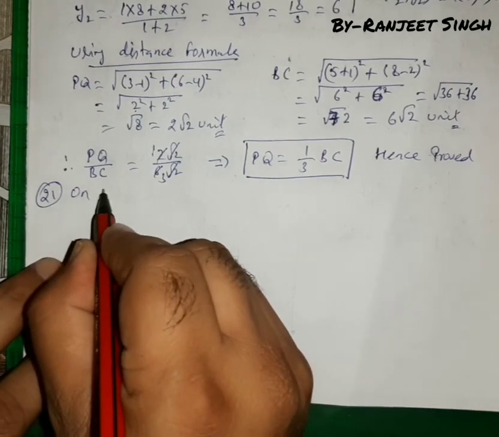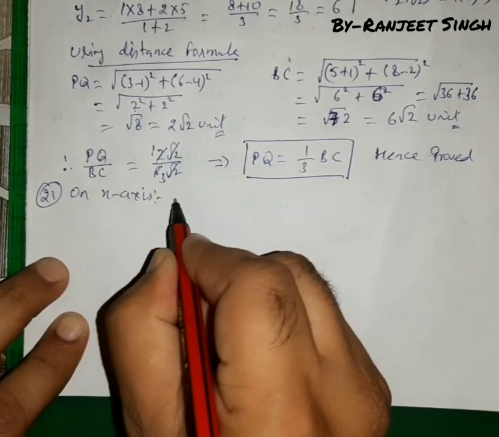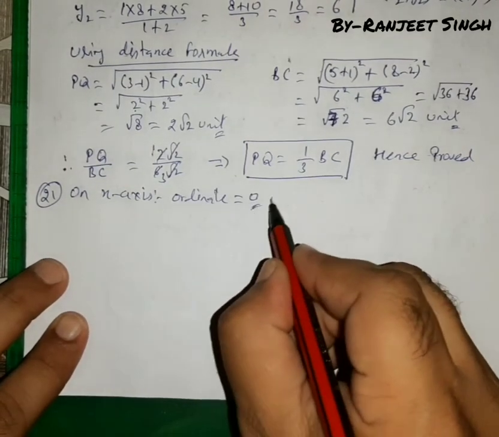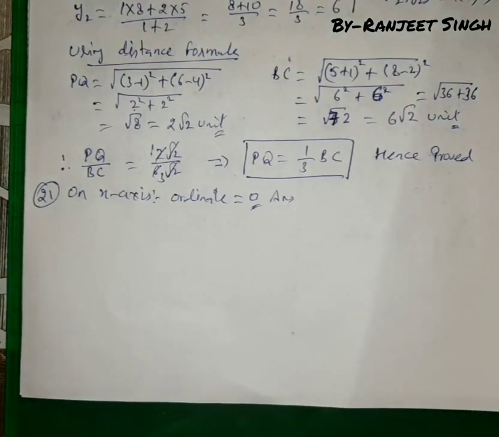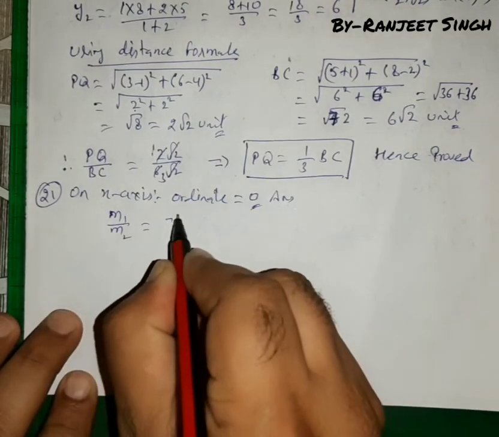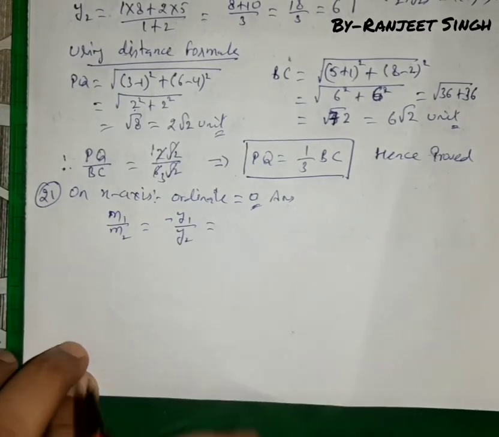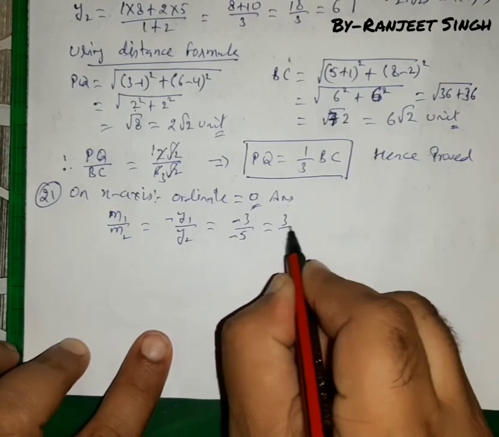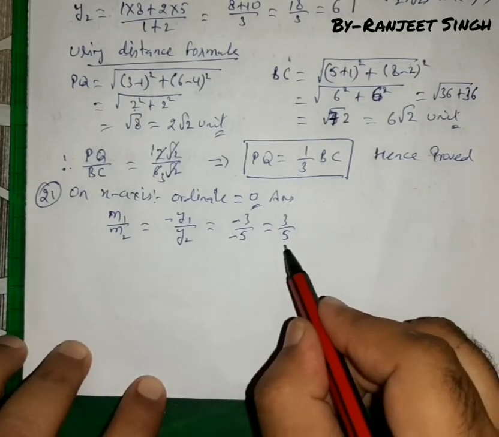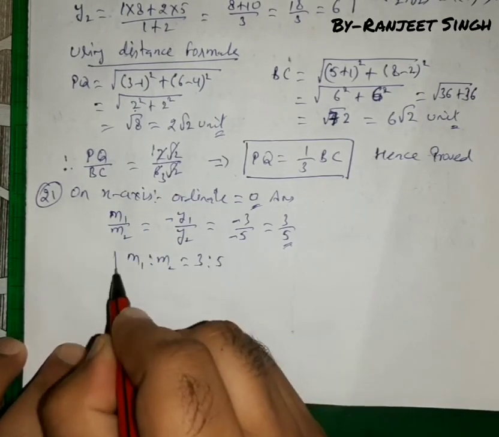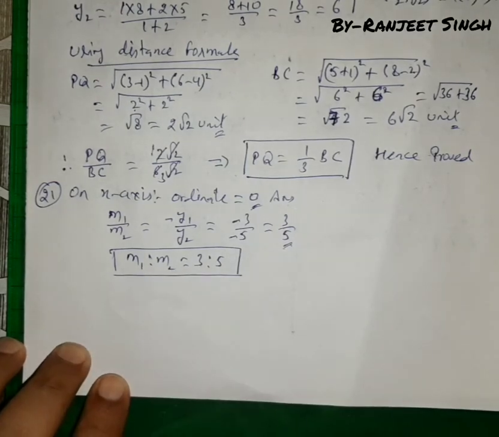So on x-axis, ordinate is equal to 0. So this is the answer for the first part. Now we have to find the ratio. So m1 over m2 is equal to minus of y1 over y2. We have already discussed about this. So this will be equal to minus of 3 over minus 5. So that is equal to 3 over 5. So ratio is 3:5. This is the answer for the second part.